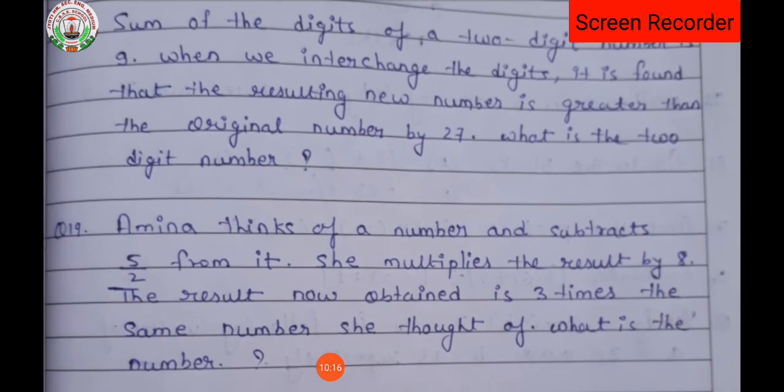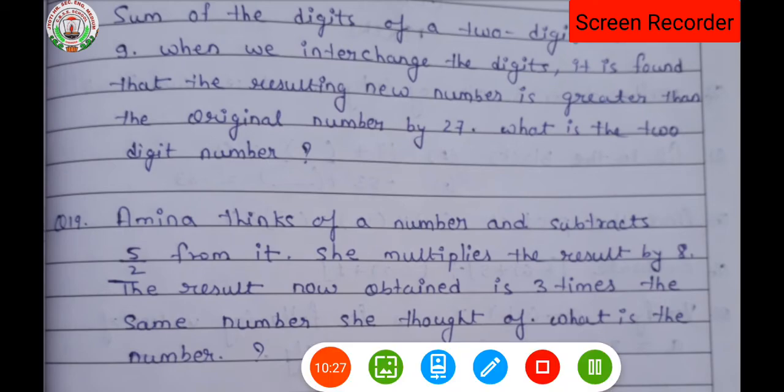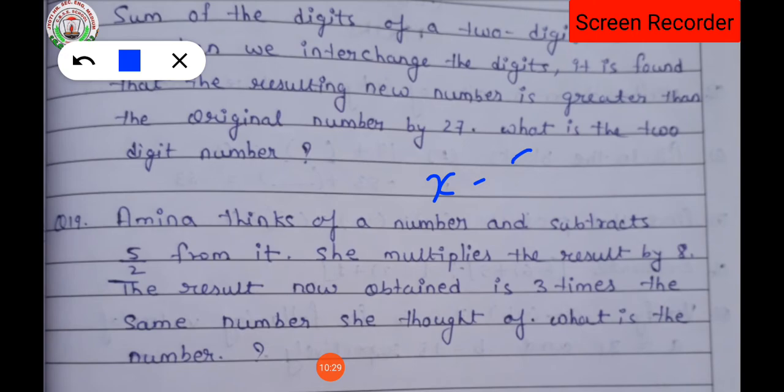What is said in question number 19, that Amina thinks of a number and subtracts 5 by 2 from it. Amina is going to think of a number, that is x. Let the number she thinks be x, so x minus 5 by 2. That will be multiplied with 8 in order to get the result as 3 times the same number. Solving this equation, you will get the required answer.